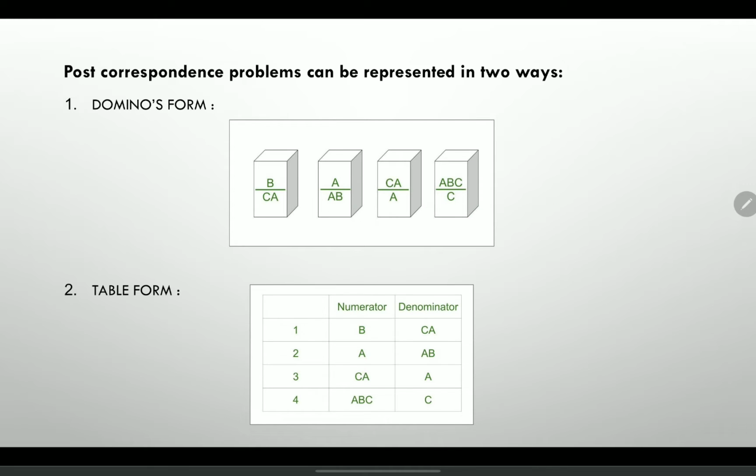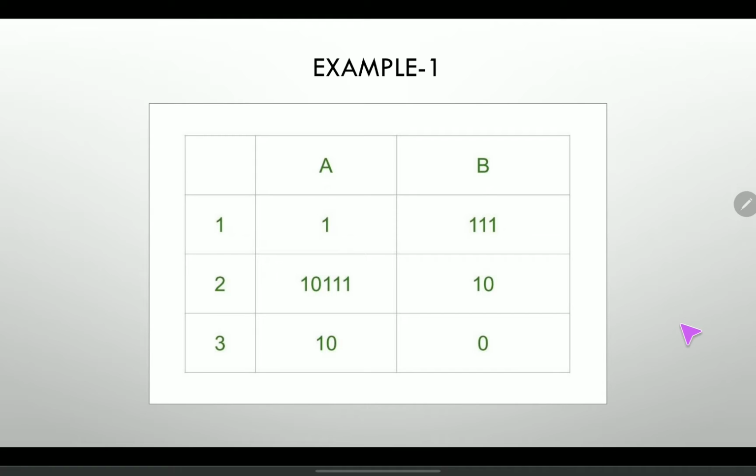Now the solution of the post correspondence problem is that we have to arrange the domino tiles in such an order, repeating each tile as many times as we want, such that the string formed in the numerator is the same as the string formed in the denominator. Now let us see an example to understand the post correspondence problem better.